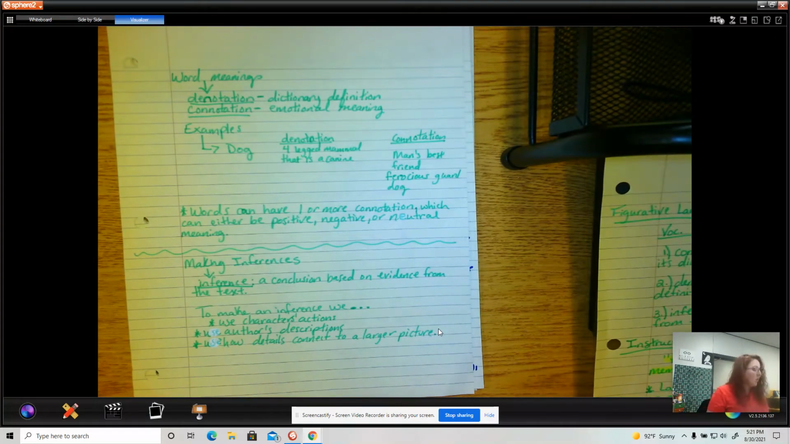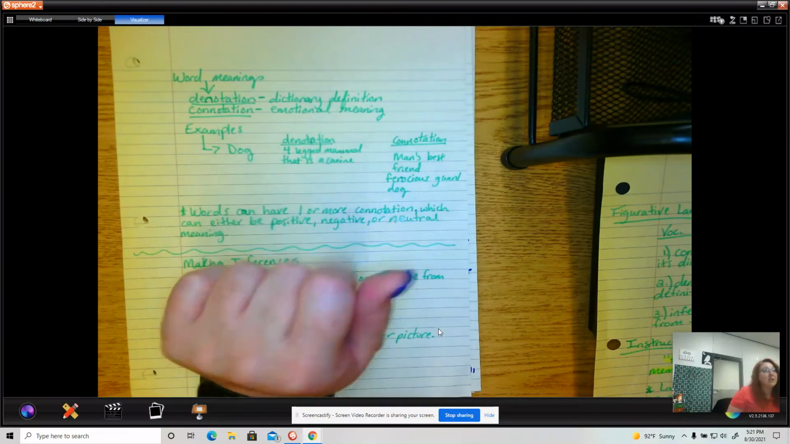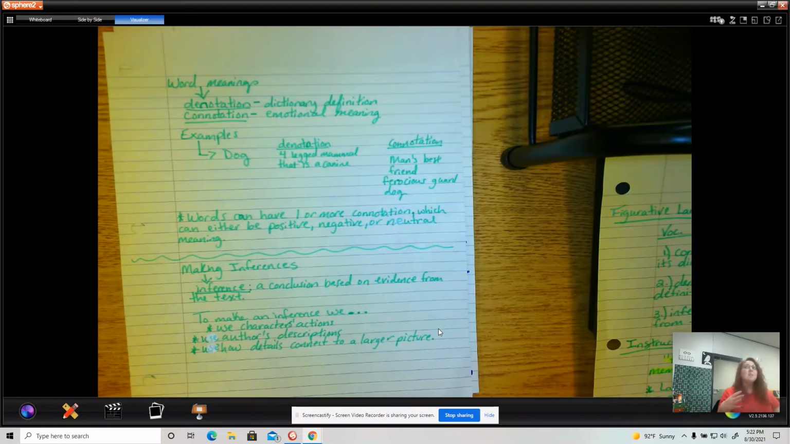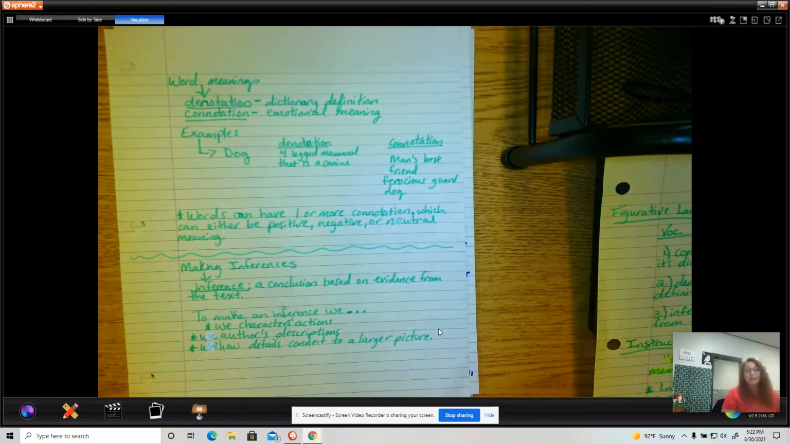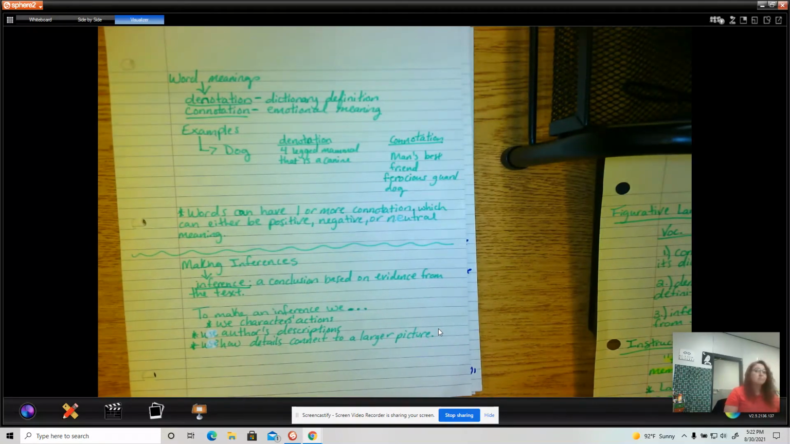Now, remember that our question is: how does figurative language make a memoir engaging to read? So we know that figurative language paints pictures. It gives us the ability to see how someone's expressing themselves. But we also have our word meanings. You can use a denotation, the dictionary definition, or a connotation, emotional meaning, to help give more detail to your writing. For example, the word dog can have different meanings. First off, the dictionary meaning: a four-legged mammal that is a canine. It's literal. It's that exact definition.